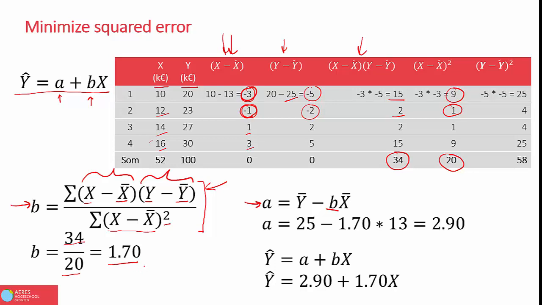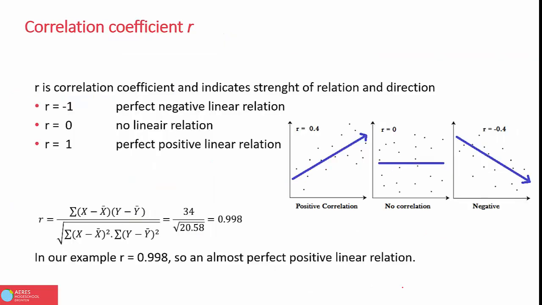Now that we have b, we can calculate a, because a is simply the average of y, which we calculated to be 25, minus b, 1.7, times x average, which we calculated to be 13, giving us a value of 2.9. So in the end, our formula will be y hat is 2.9 plus 1.7 times x. Now we have the formula for our equation.